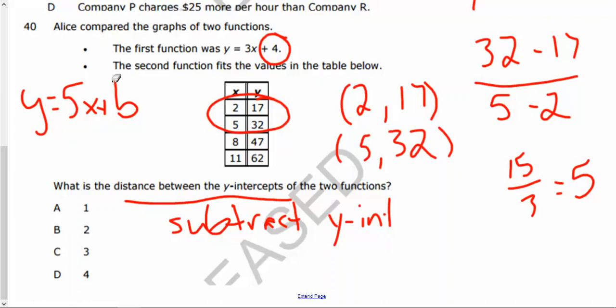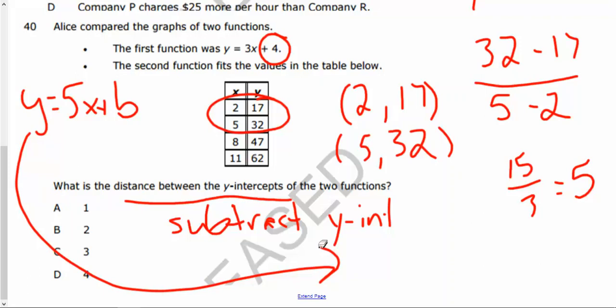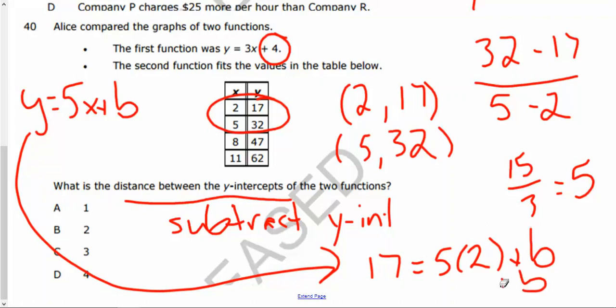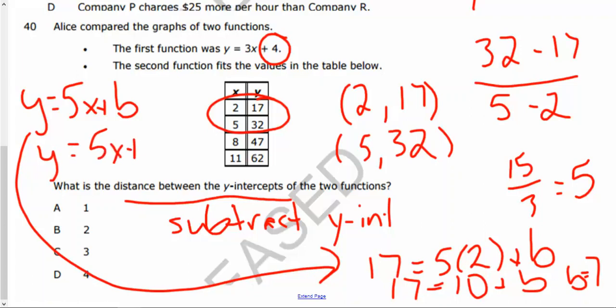And then from there, what we're going to do is actually find what the y-intercept is. So let's plug in 2 comma 17. So 17 equals 5 times 2 plus b. And so b plus 10 equals 17. So b is 7. So if b is 7, we have our equation as y equals 5x plus 7. So the distance between the y-intercepts would be 7 minus 4, which is 3.